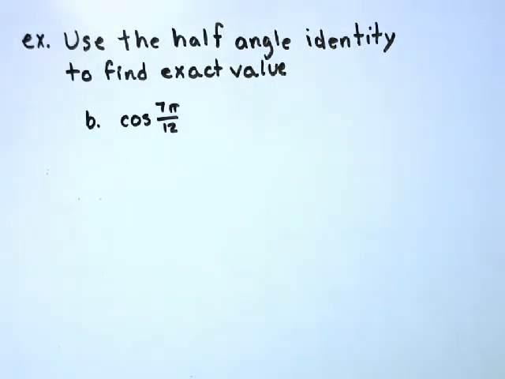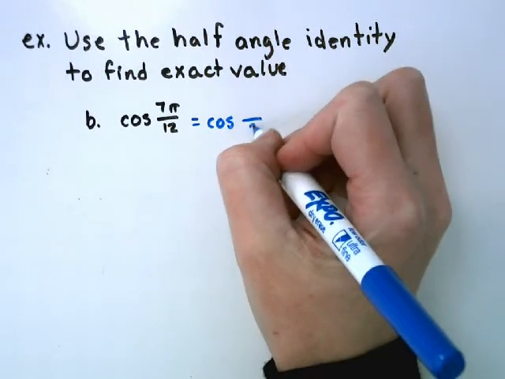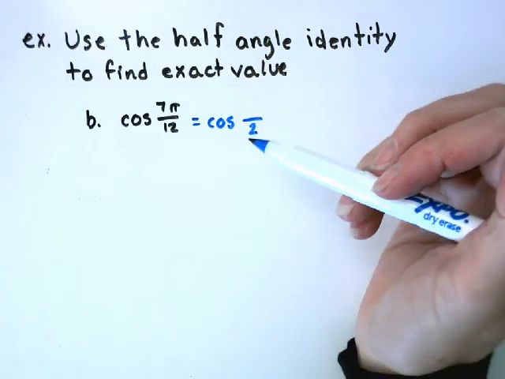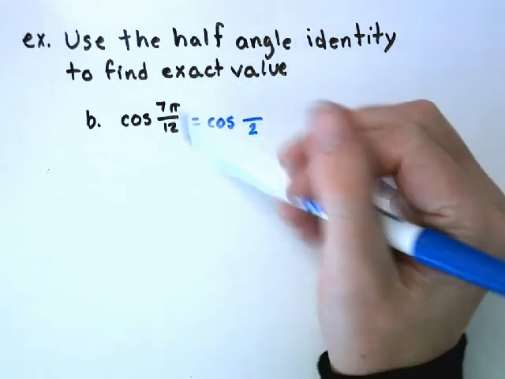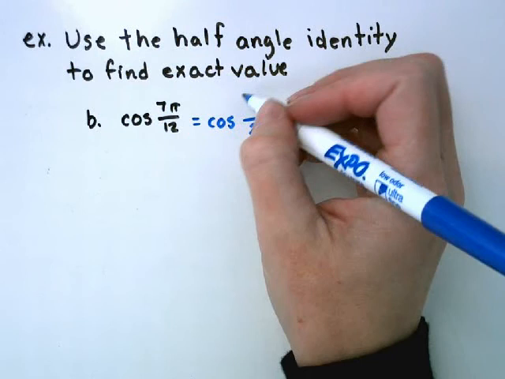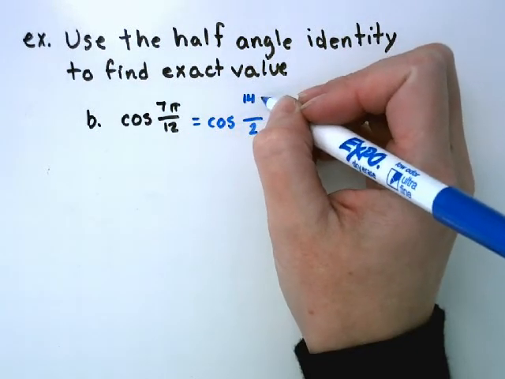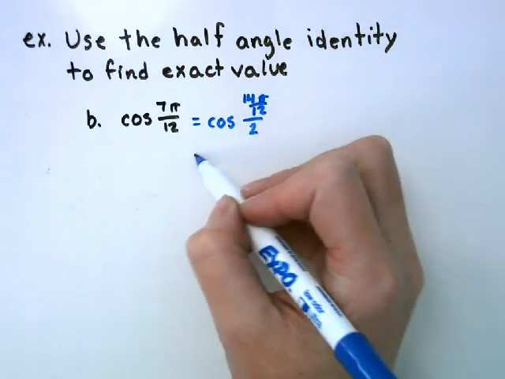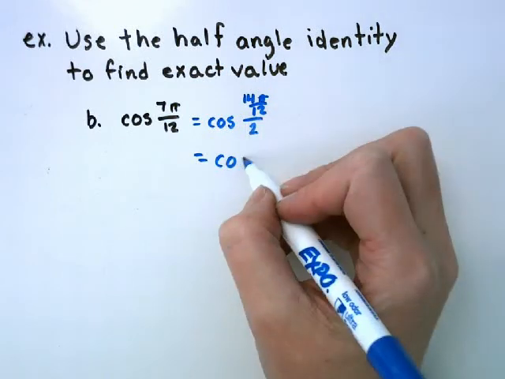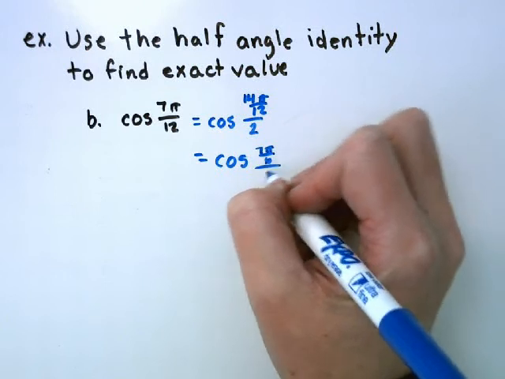So our last example here, in radians, we've got cosine 7 pi over 12. So we're going to rewrite that as something over 2. So when we had the 15 degrees, we made it 30 over 2. So we double this. If I double 7 pi over 12, that's going to be 14 pi over 12. Which is really going to be 7 pi over 6 over 2.